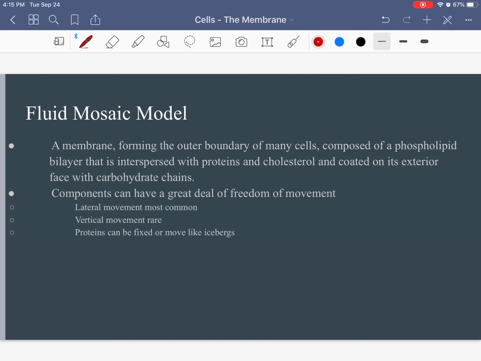All right. And when we talk about cell membranes, we have to talk about what's called the fluid mosaic model. All right. Fluid as in we have movement.